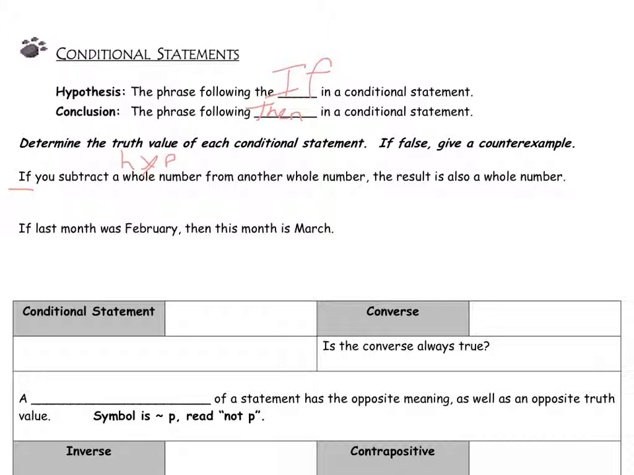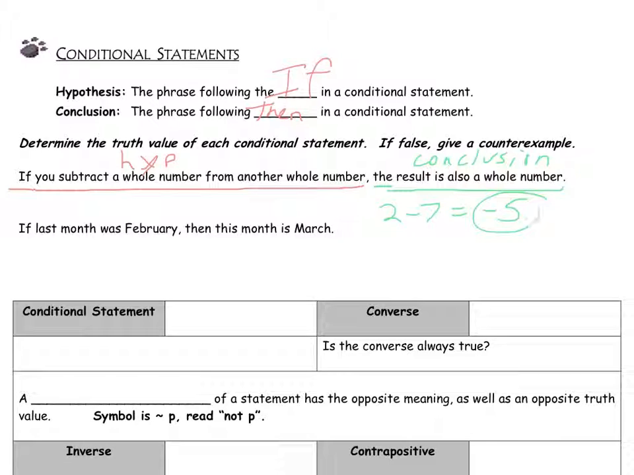If you subtract a whole number from another whole number, again, hypothesis, then, that should say then, the result is a whole number. This is the conclusion. Is that true? If you subtract a whole number from another whole number, is the result always a whole number? Well, I can think of a counterexample to that. If I have 2 minus 7, that's going to equal negative 5, not a whole number. So that is a false statement.